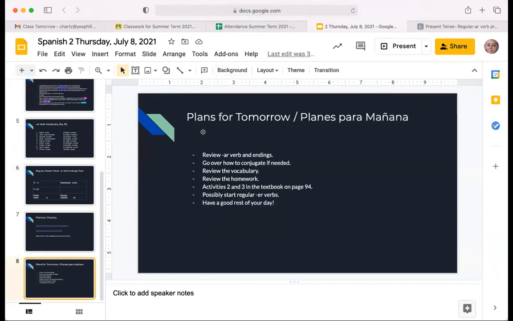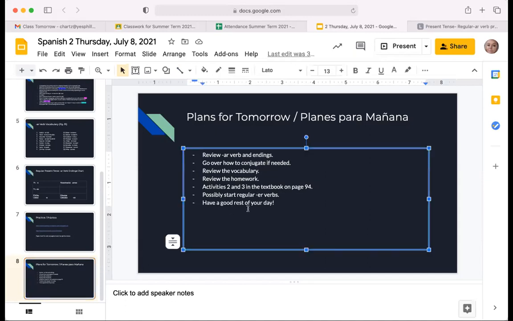Okay. So we'll go over what we're gonna do tomorrow. We're gonna review the AR verbs and endings. We'll go over how to conjugate, which kind of goes with it. We'll review the vocabulary, possibly the homework. I have activities in the textbook that I thought we would do together. I have to take a look at them though, because they might be weird like the other one. We might start going over ER verbs. It's not a whole different process. It's the same process, they just have different endings. So we might start going over those, we'll see.